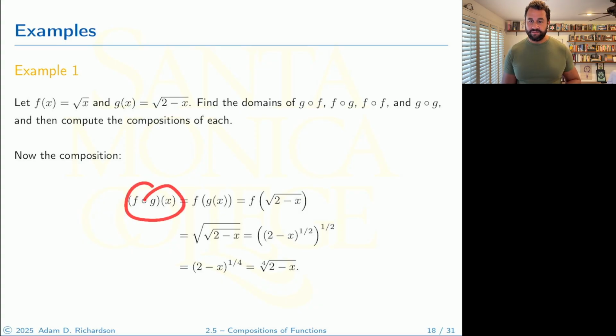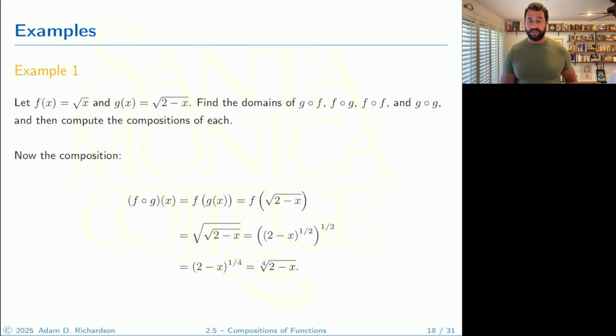So f of g of x is f of g of x. G of x, the output, is this formula right here. So we're going to plug it into f. That means everywhere that you see an x in the formula for the function f, we're going to replace it with square root of 2 minus x. So that's what's going on right here. So the square root of square root of 2 minus x, just like that.